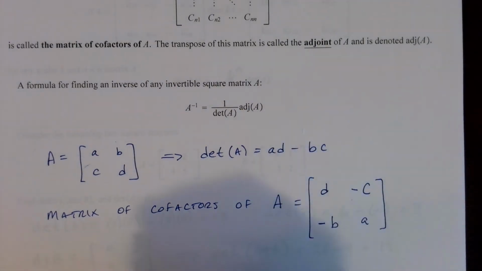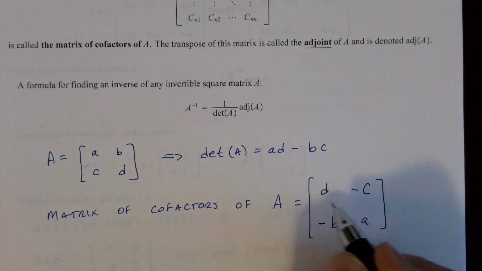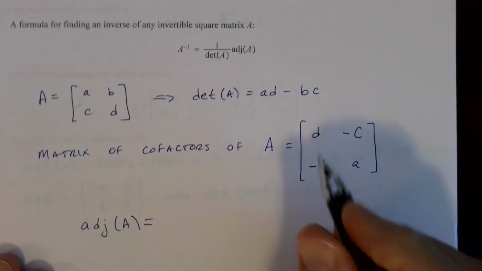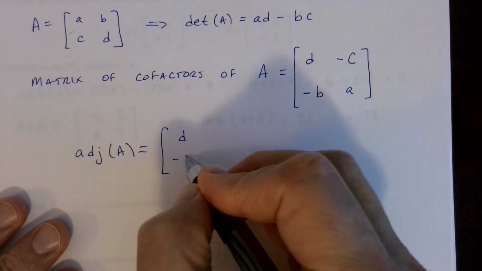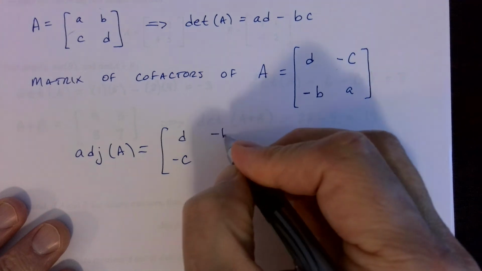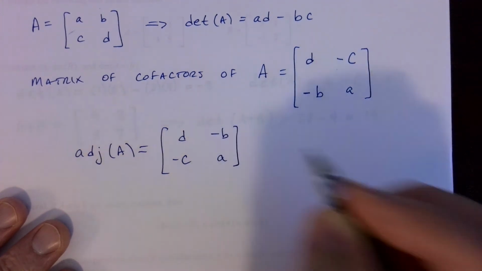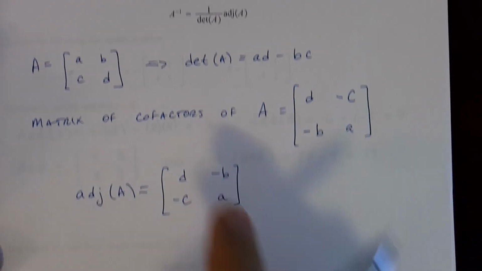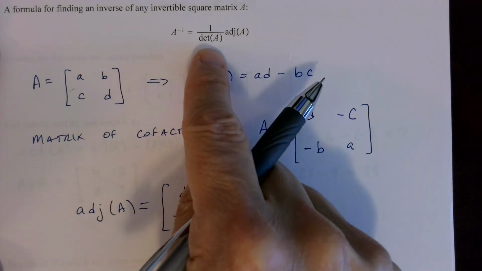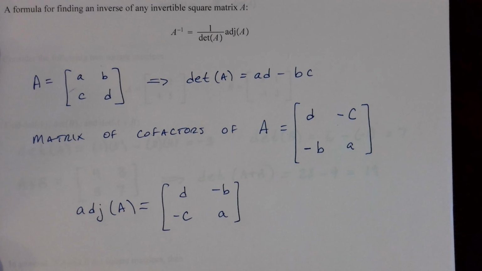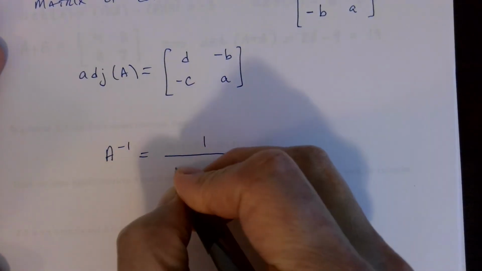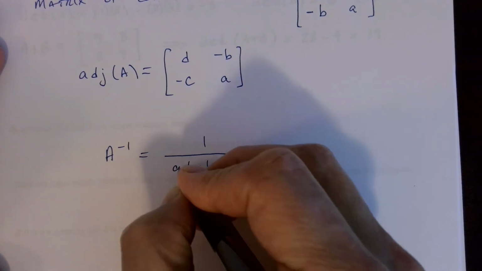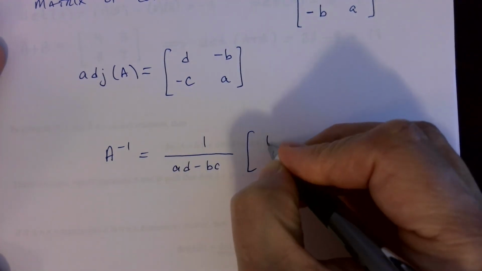The adjoint is the transpose. So the adjoint of A will be the transpose of this matrix. So this row becomes our first column, and the second row becomes our second column. And that's the adjoint. And by the formula, it's 1 over the determinant of A times the adjoint of A. So for a 2 by 2 matrix, I get 1 over the determinant of A times the adjoint.